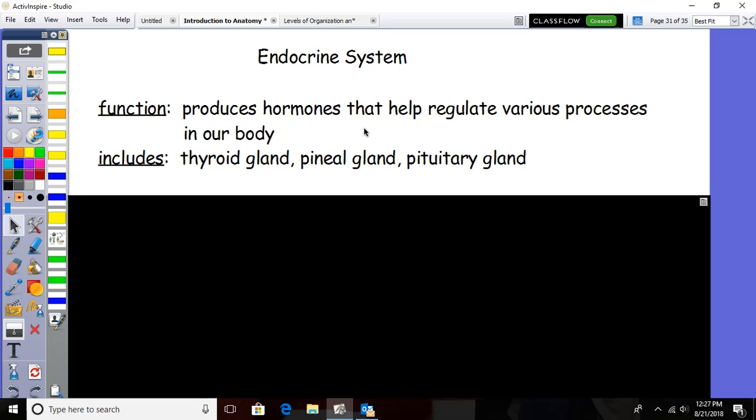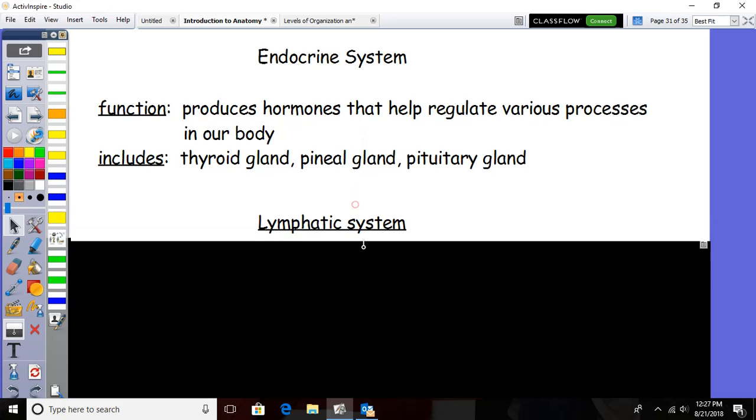While we think of the nervous system as the fast-acting control system of the body, we tend to think of the endocrine system as a slower control system. In fact, it's slower acting, but its effects last longer. It's a good way to think about that.